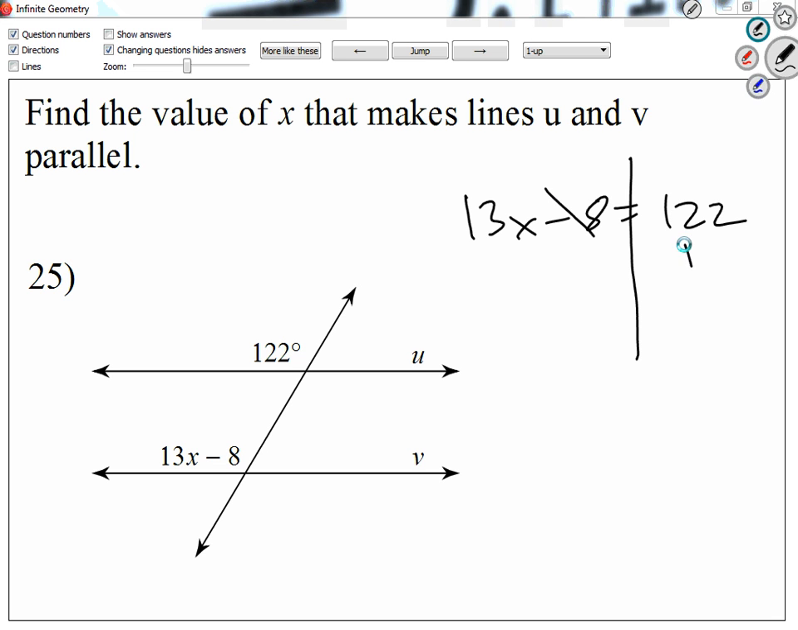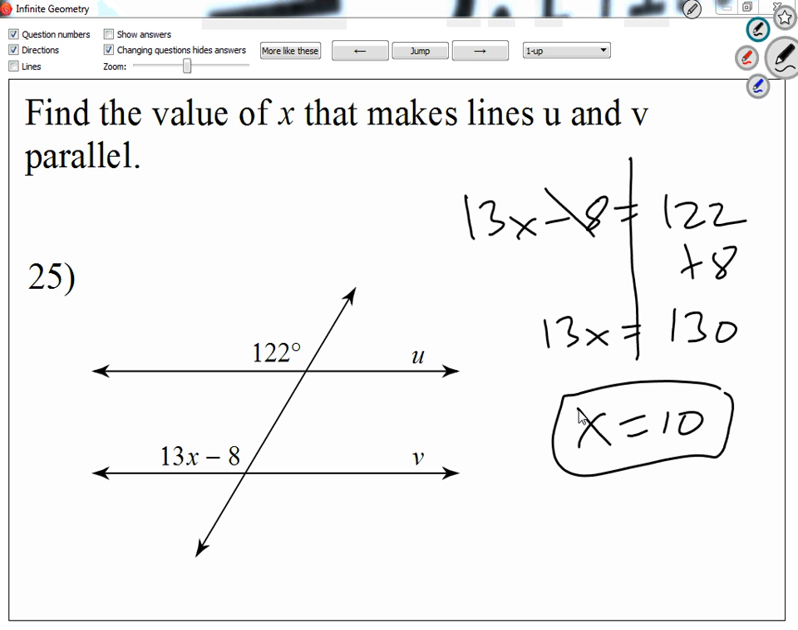My negative 8, move it to the other side as a plus 8. 13x is equal to 130. So that means x is equal to 10. You guys might say, well, isn't this the same thing we did in questions 9 through 16? Pretty much. I told you guys the lines are parallel, so you let them equal each other. Now here I'm asking you, what would x be if the lines were parallel? So see, the same question. I'm just writing it differently so you guys get to understand it.